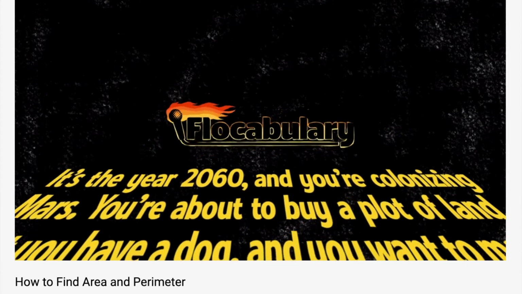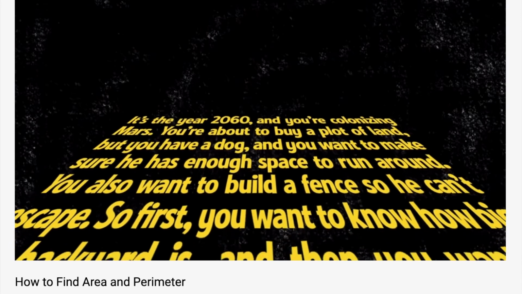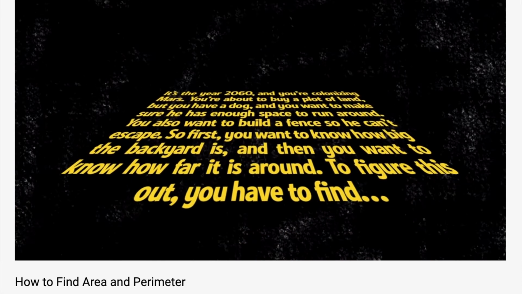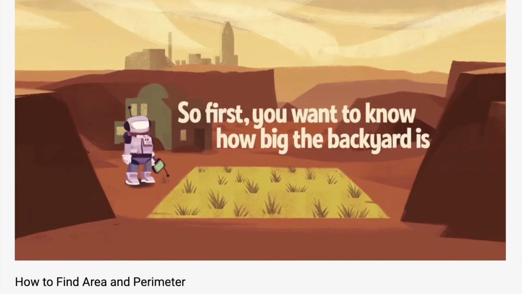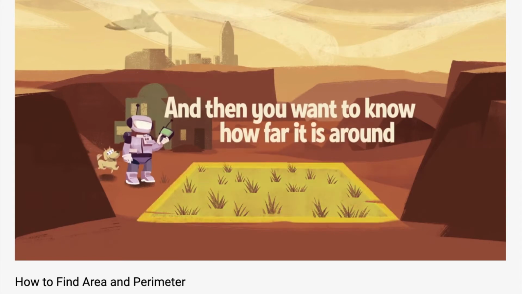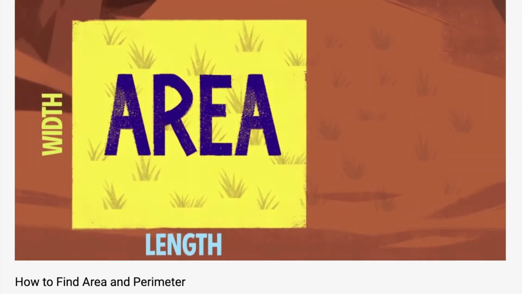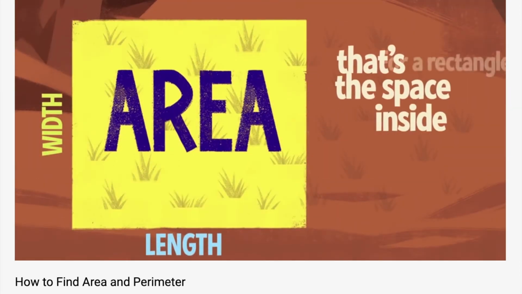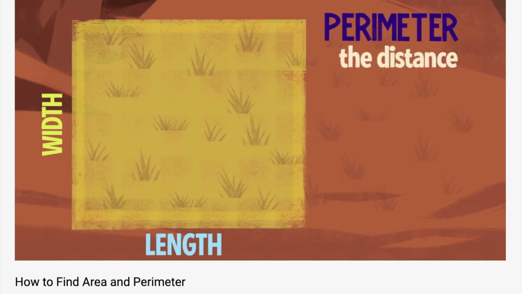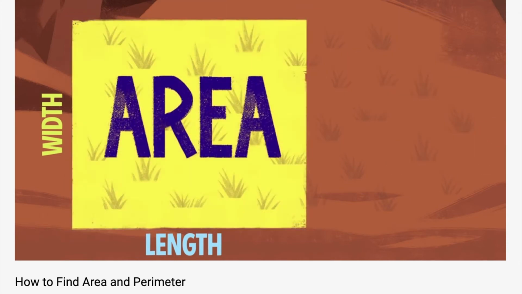It's the year 2060 and you're colonizing Mars. You're about to buy a plot of land, but you have a dog and you want to make sure he has enough space to run around. You also want to build a fence so he can't escape. So first you want to know how big the backyard is, and then you want to know how far it is around. To figure this out, you have to find the area. That's the space inside. For a rectangle, its length and width are multiplied. And perimeter, the distance around the shape. Just add the sides together and then you'll be great.